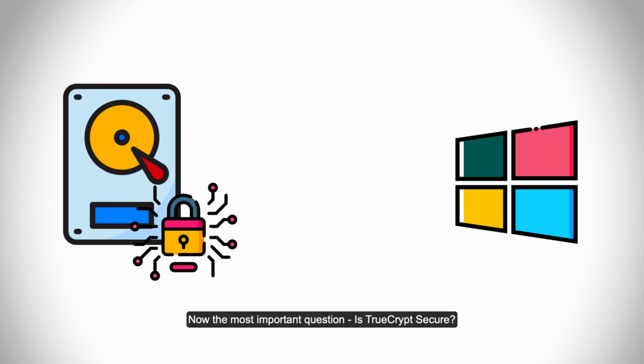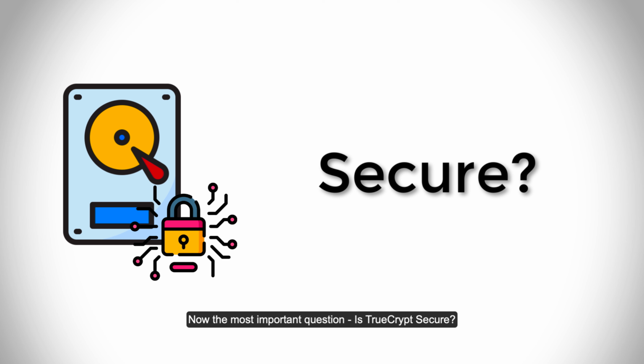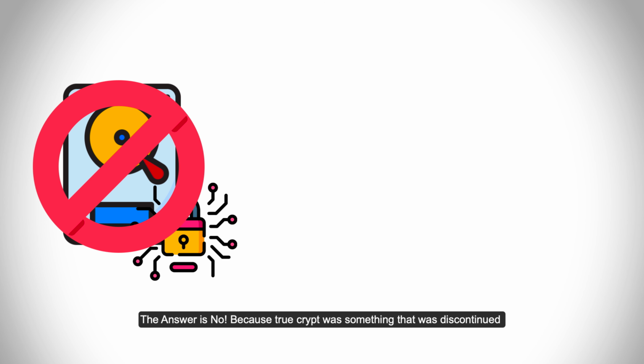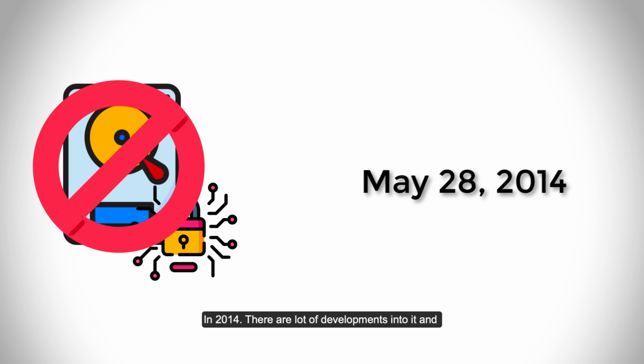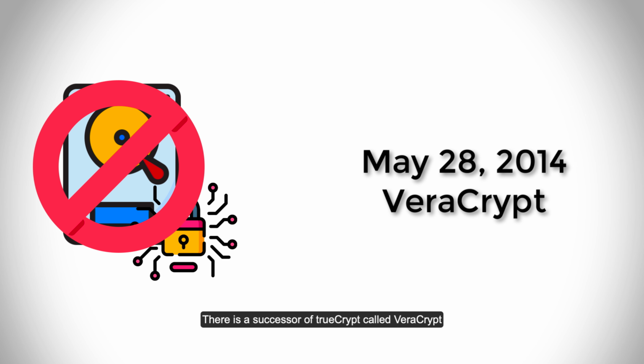Now, the most important question: is TrueCrypt very secure, or should you use TrueCrypt? So the answer is simple, and it is no, because TrueCrypt was discontinued in 2014. There is no more development on it, and there is a successor of TrueCrypt called VeraCrypt, which is an alternative, but the original TrueCrypt is no longer considered secure and it may have exploitable vulnerabilities and it can be decrypted.